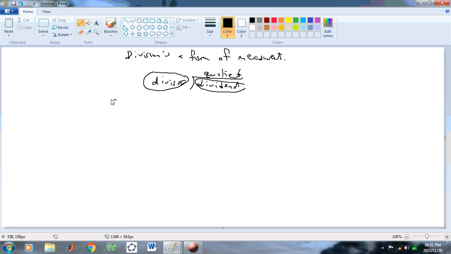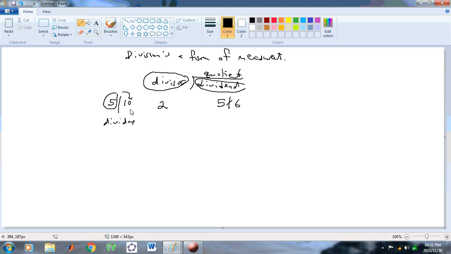If we say 5 divides 10, that vertical line means divides. Then what that means is that 5 measures 10 exactly. In other words, it goes into 10 twice. So we know that 5 divides 10. And we would write 5 does not divide 6. Why? Because there's a remainder of 1, isn't there?